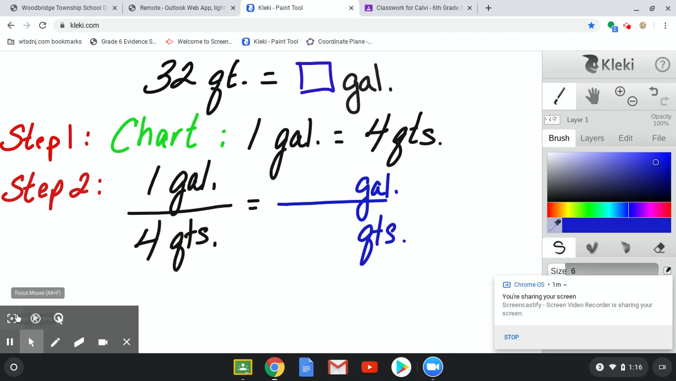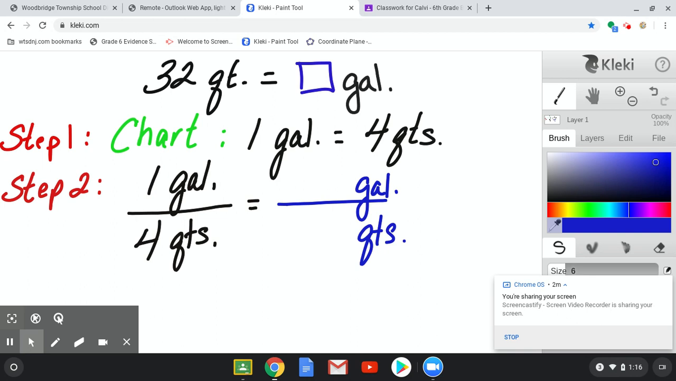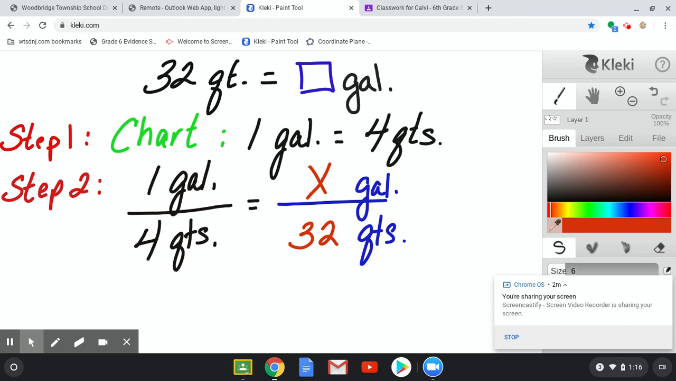Now this is where I'm going to go to the information from the textbook. This is my problem. I have 32 quarts and I need to find out how many gallons that is equivalent to, or equal to. So they give us the 32 quarts. That's the information I'm going to now plug in. So I know that the 32 is going to go in my denominator. My gallons is my unknown. That's what I'm solving for. That's going to be my variable x. Now, that was step 3. Don't forget, step 3 is using the information from the problem to fill in the rest of your proportion.